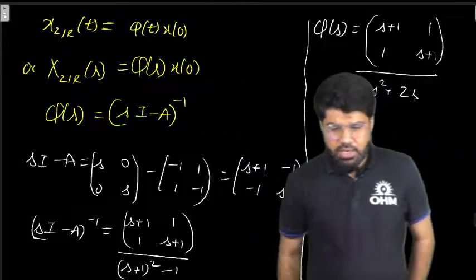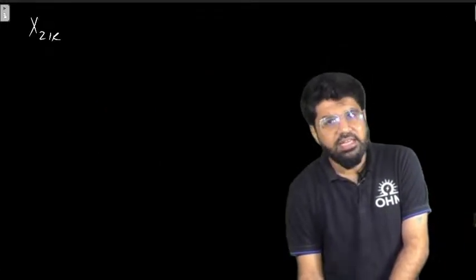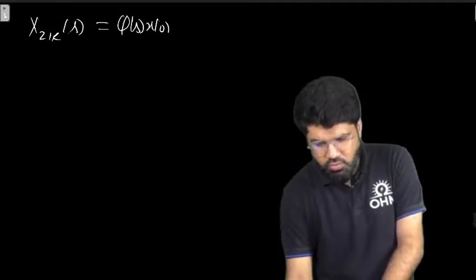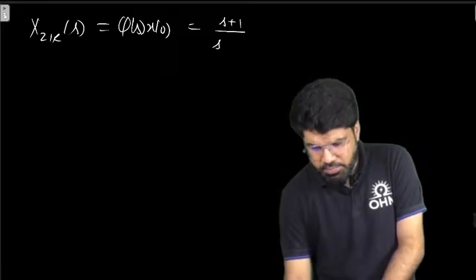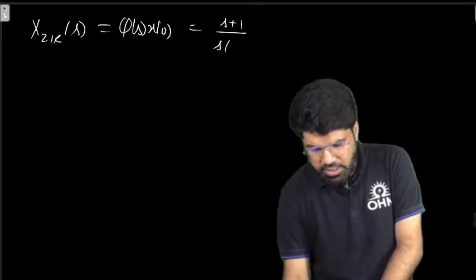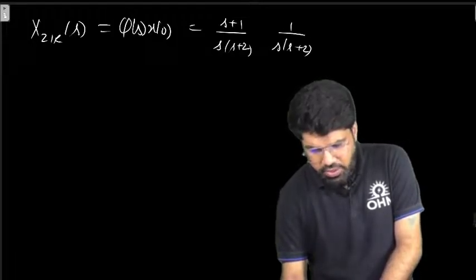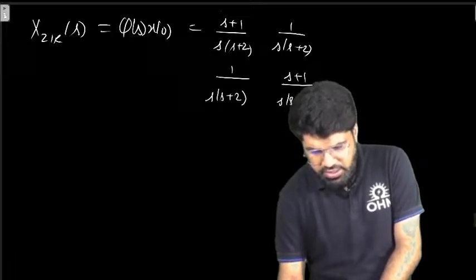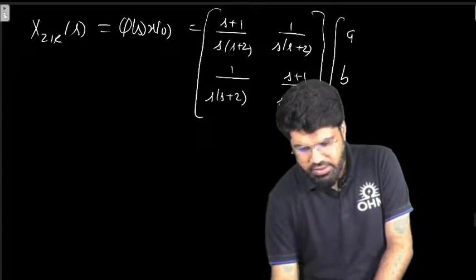Now, as I told you, what is xZIR(s) in the s domain? It is phi(s) multiplied by x0. What is phi(s)? I will divide every term by s square plus 2s, or take s common, s plus 2. Then the terms are (s plus 1) upon s plus 2, 1 upon s plus 2, 1 upon s plus 2, and again (s plus 1) upon s plus 2. This is the complete phi(s), multiplied by x0, which I have assumed as having the value A, B.